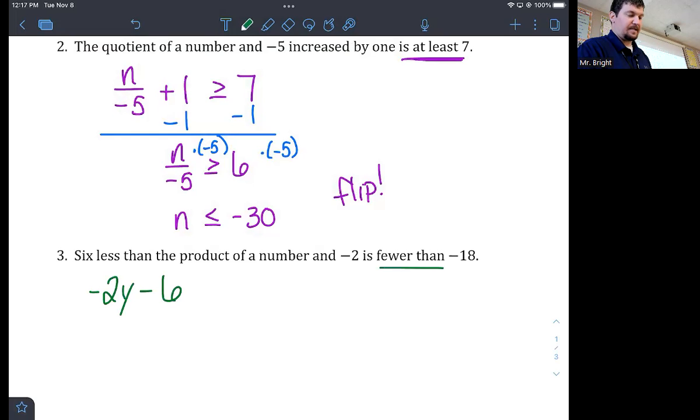And then Tyler, it says is fewer than. What symbol should I use if it says fewer than? Less than symbol. Yep, you're right. And then what? -18. Good job.